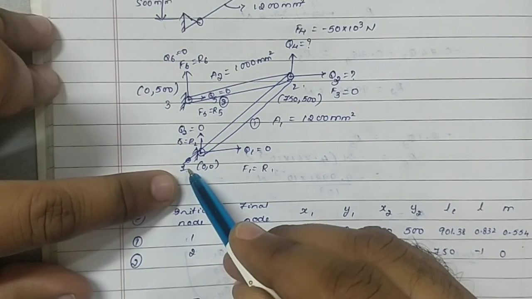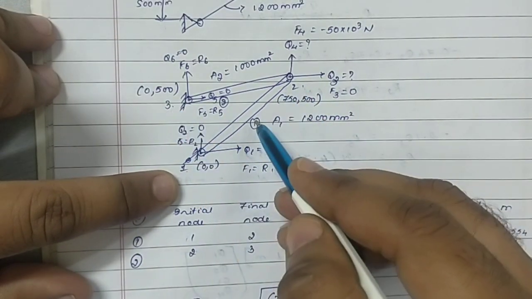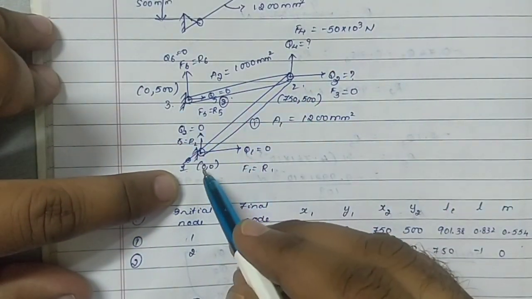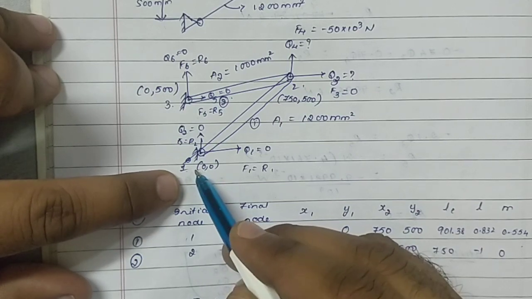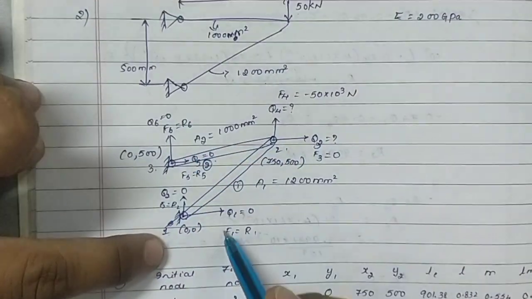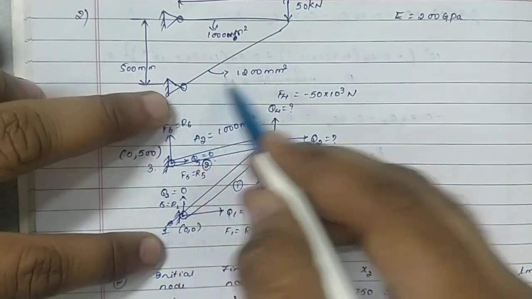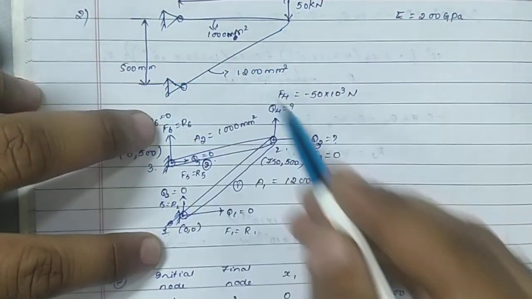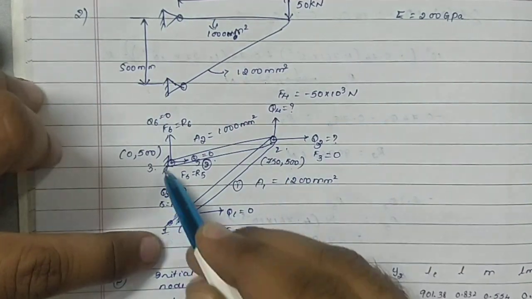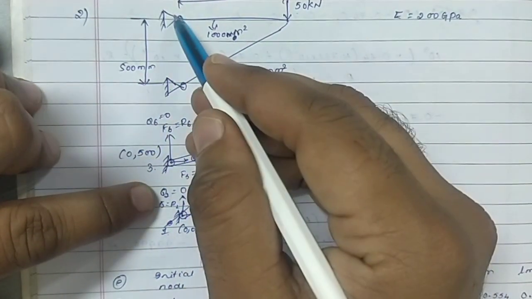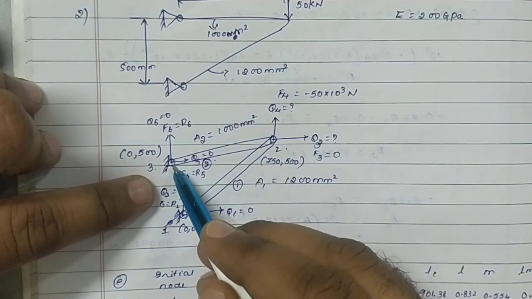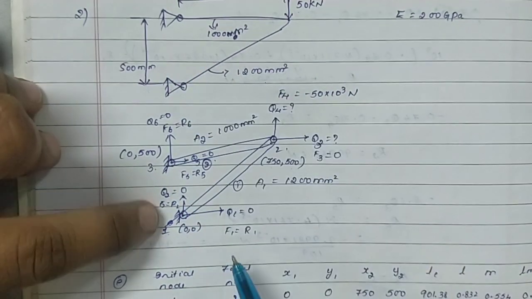In the free body diagram, this is fixed, this is fixed. Write the nodes 1, 2, 3, element 1 and element 2. Write the coordinates, left bottom corner as origin, this will be the origin, so 1 is 0, 0. 2 is in the x direction 750, in the y direction 500. 3 is x is 0 and y is 500.